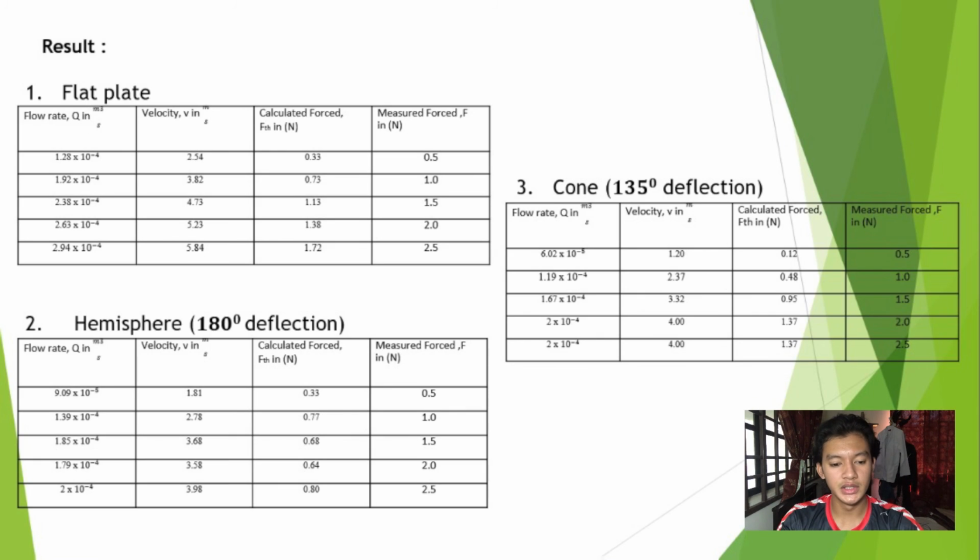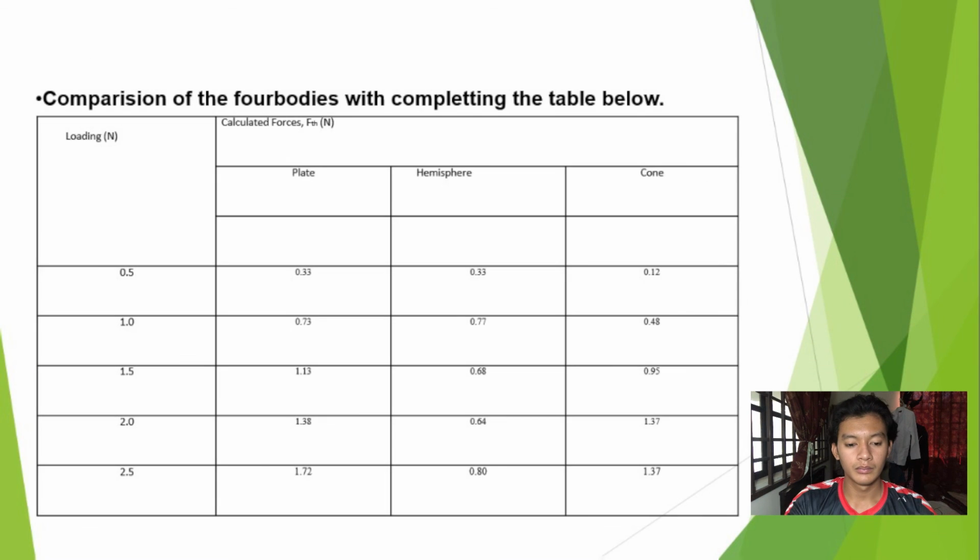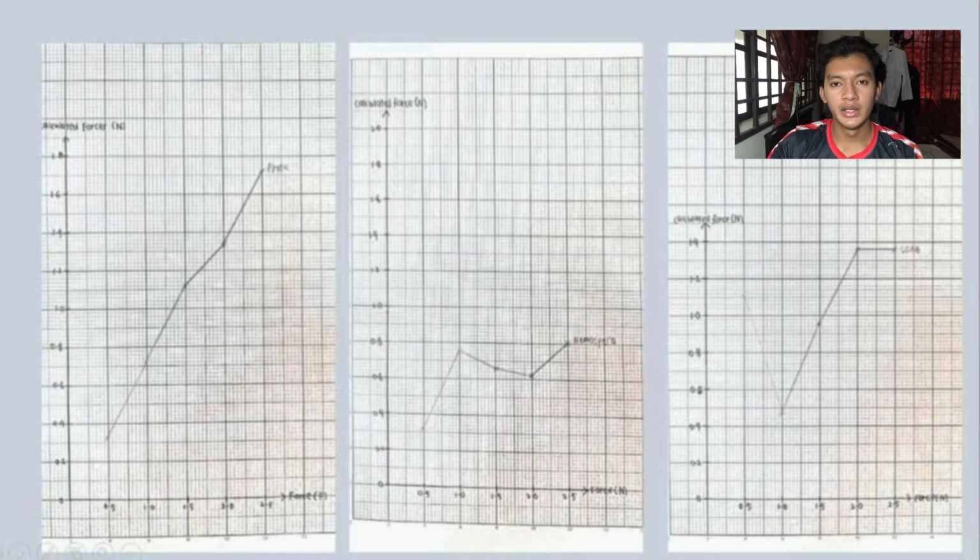Okay, this is the result for the flat plate, hemisphere 180 degree deflection, and cone 135 degree deflection. After we calculate the force, we need to complete the table to see the comparison between the 3 deflectors. Okay, the last one is the graph. So this is the graph that I have plotted.